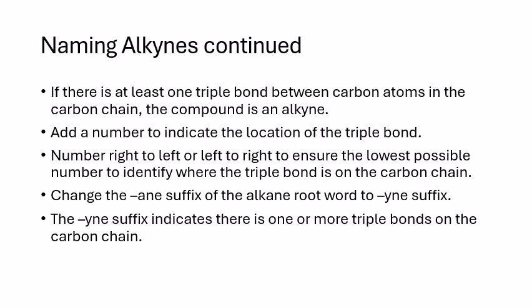Naming alkynes continued. If there is at least one triple bond between carbon atoms in the carbon chain, the compound is an alkyne with a YNE. Add a number to indicate the location of the triple bond. Number right to left or left to right to ensure the lowest possible number to identify where the triple bond is on the carbon chain. Change the ane suffix of the alkane root word to YNE suffix. The YNE suffix indicates there is one or more triple bonds on the carbon chain.